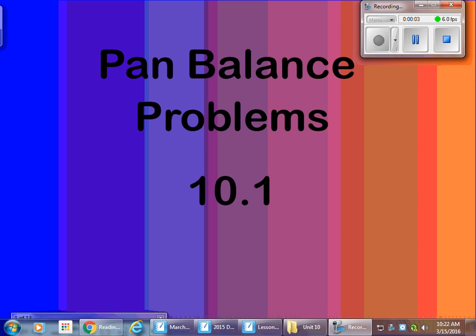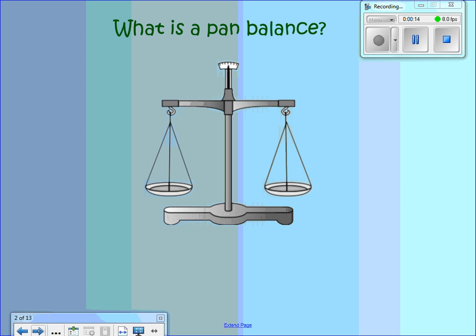Tonight we're doing something that I really enjoy in math, and they're called pan balance problems. If you're not familiar with what a pan balance looks like, I'm going to show you. This is the beginning of our algebra unit. That's what a pan balance looks like.